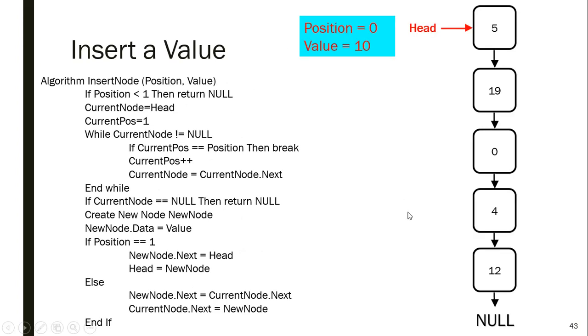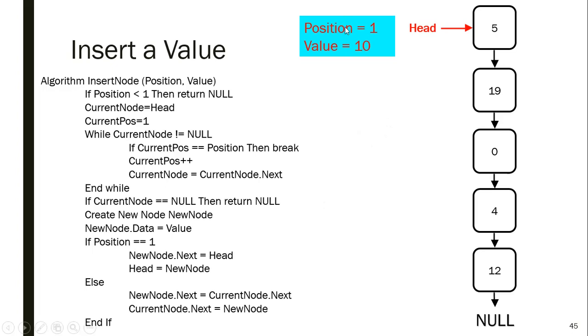So here is the iteration. Now you are given these two parameters, position equal to 0 and value is 10. So you know this is wrong. So if position is less than 1, it is 0, it will return null. So we all know it can happen.